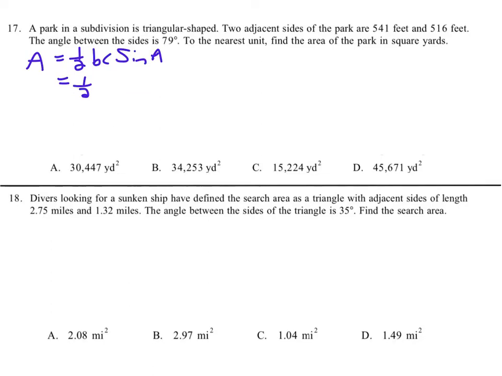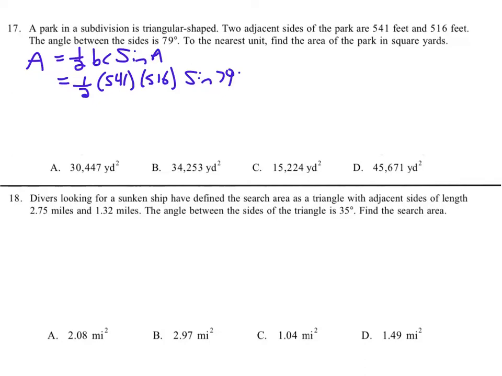1/2 times, they say a park in a subdivision is triangular shaped and two adjacent sides are 541, it's going to be one of the side measures, and 516. The angle in between the sides is 79, so we're going to do sine 79 degrees. To the nearest unit, find the area of the park in square yards.